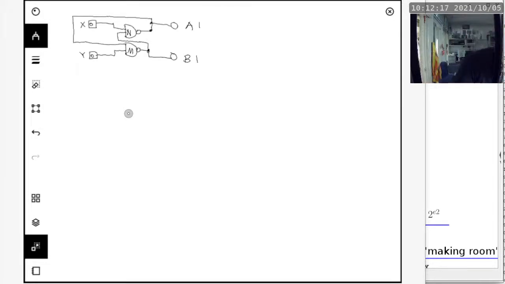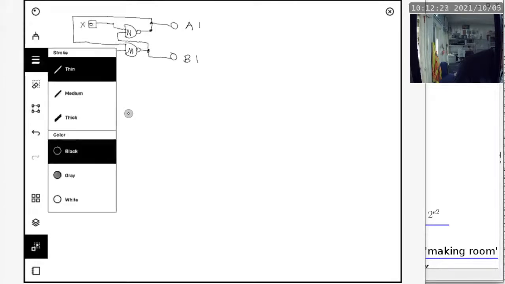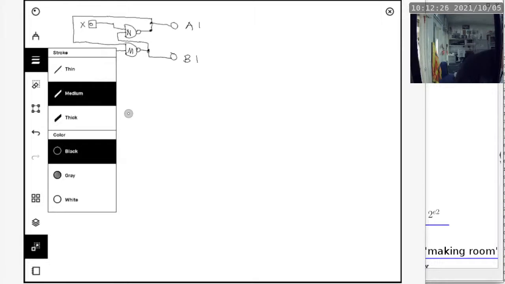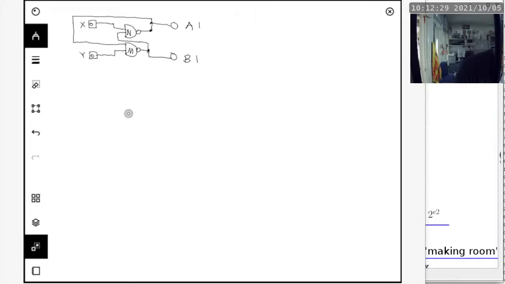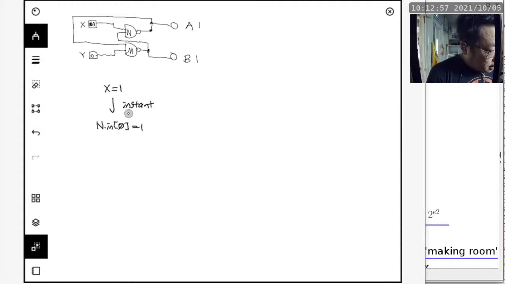So let me see how I can highlight the change. I can use a thicker stroke. There we go. So we're going to change this one to a 1 here. So that's the first change. Now the question is, how do we analyze all of this? The first thing is the input X is now changed to a 1. That's the initial change. This is going to lead to n.in0 being a 1. Now this part is instantaneous.